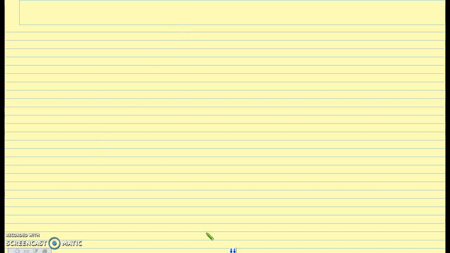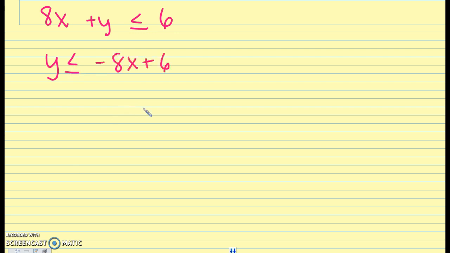We're going to go through this next one kind of together, but also by yourself. So bear with me here. We'll have 8x plus y is less than or equal to 6. So go ahead and solve that so I get y is less than or equal to whatever. Good. I move that negative 8x to the other side. So I have y is less than or equal to negative 8x plus 6. Now I need to go ahead and graph that. So go ahead and graph it in your notebook.